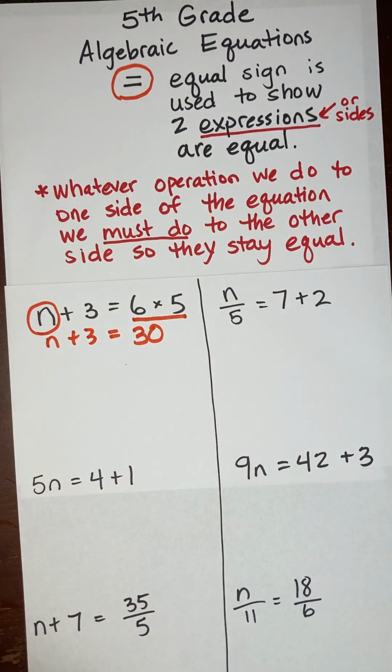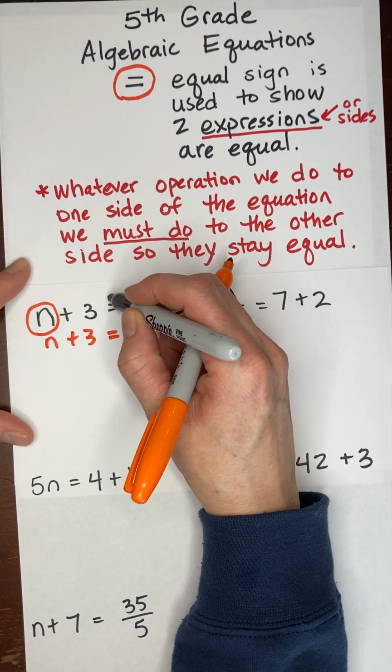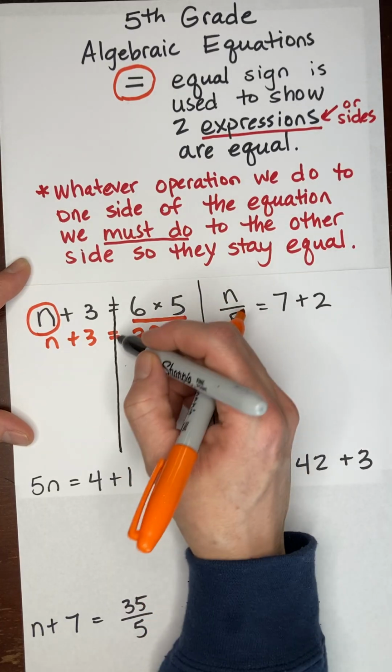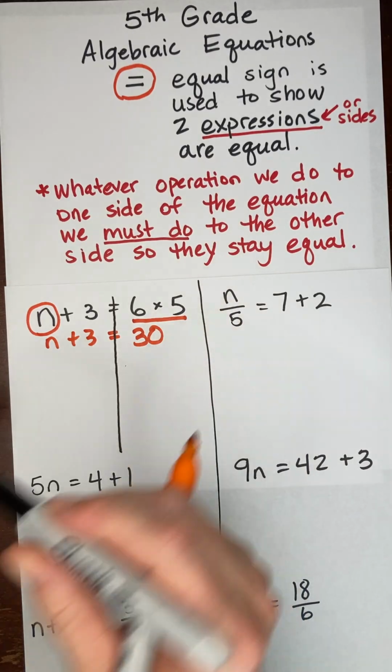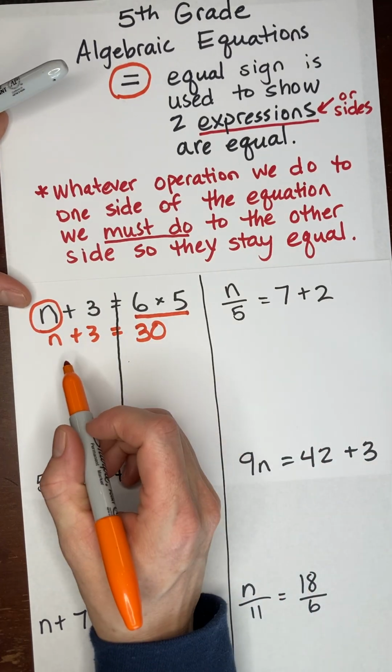Now, one thing I forgot is I saw this hack with another teacher: they took the equal sign and they actually lightly with their pencil drew a line down the middle here so that they kept the equal sign in the same place. And I thought that was a really good idea because it helps us keep our work in order.